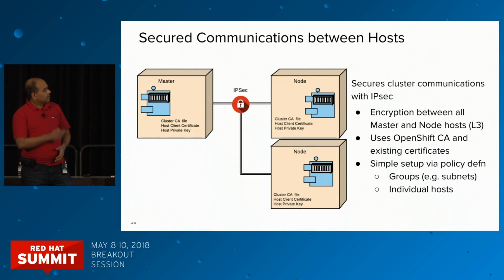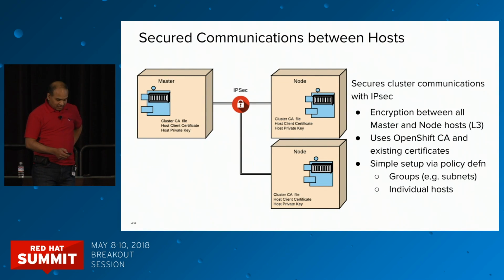OpenShift allows you to use IPSec, which uses OpenShift CA and existing certificates configured across your OpenShift nodes. Now, all the traffic going between the master and the node and the node is all secured with IPSec. So your traffic is encrypted. You will need 3 files: cluster CA file, the client certificate, and private key. These are all configured into LibreSwan database, and you can set up the IPSec policies. You know IPSec, right? Internet Protocol Security policies to encrypt the traffic between the hosts.